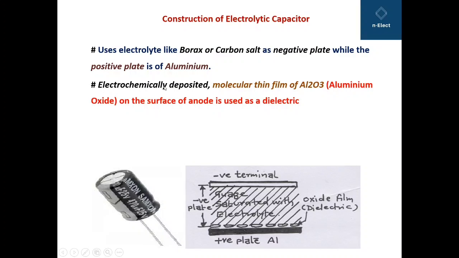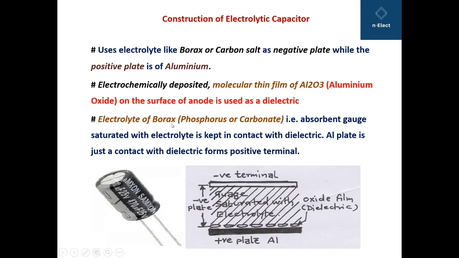The electrochemical process is used to deposit this thin film on the surface of the anode, that is the positive plate made of aluminum. So this works as a dielectric. The electrolyte of borax, phosphate or carbonate, that is an absorbent gauze saturated with electrolyte, is kept in contact with the dielectric, and the aluminum plate, in contact with the dielectric, forms the positive terminal of the capacitor.